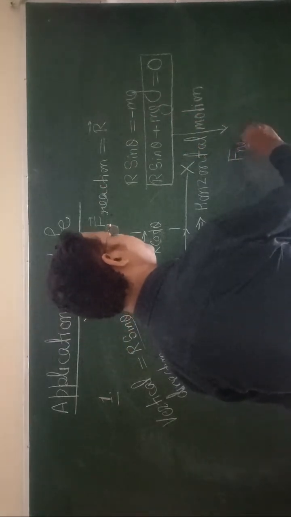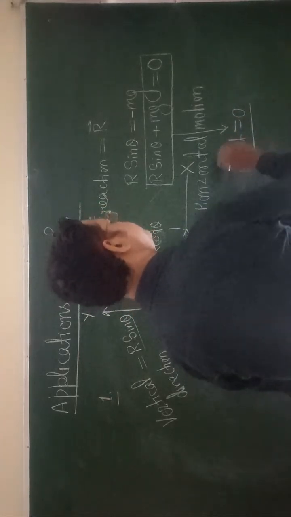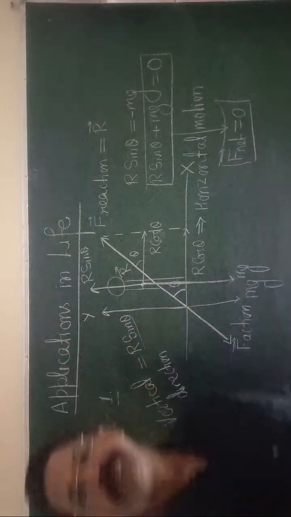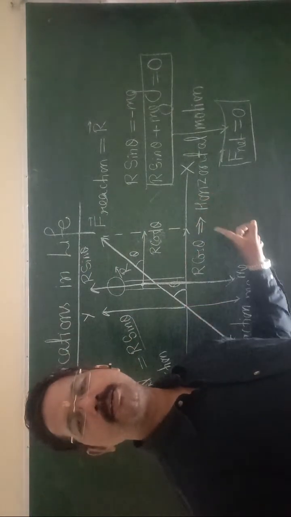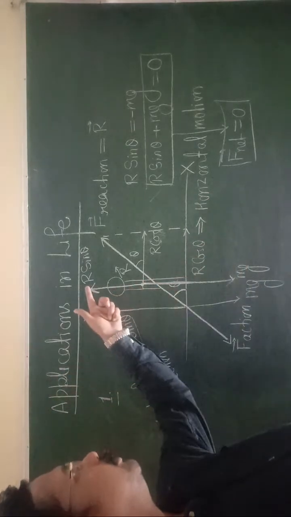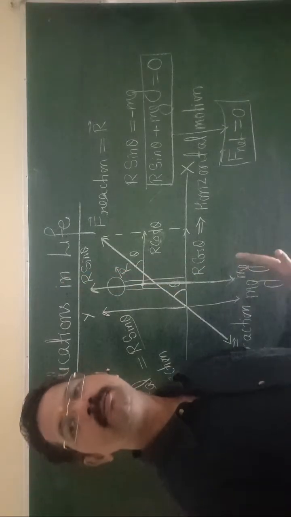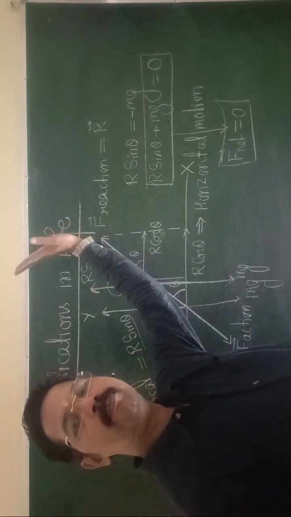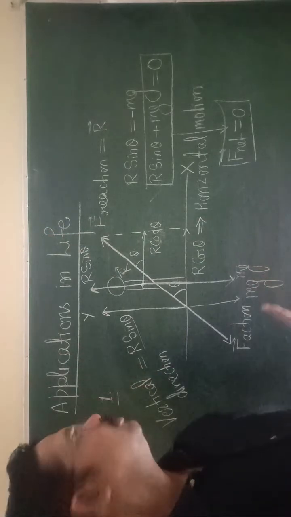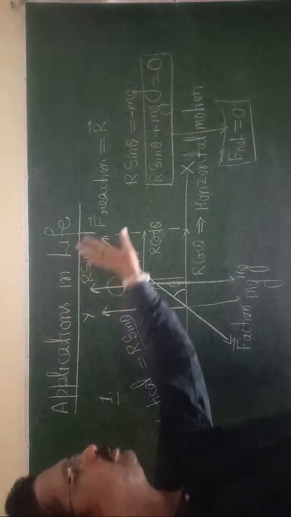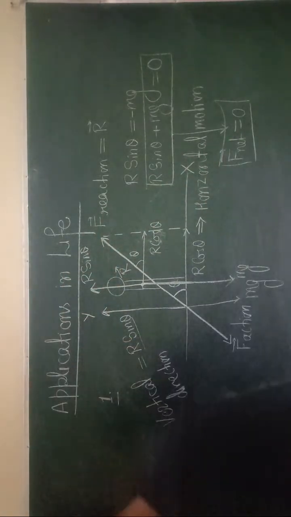Net force in the vertical direction is what? 0 here. So horizontal motion takes place by the R cos theta, and the R sin theta balances the weight, and there is no net force to move upward and fall down of the body. So this is the fundamental applications.